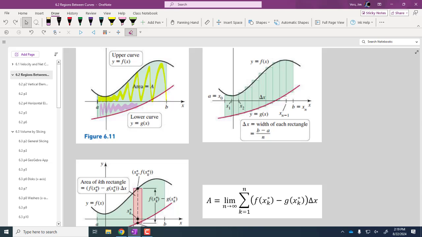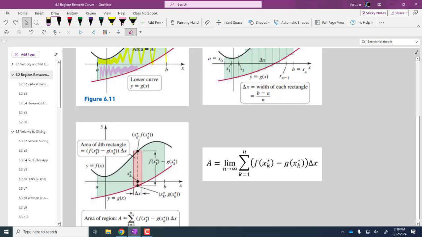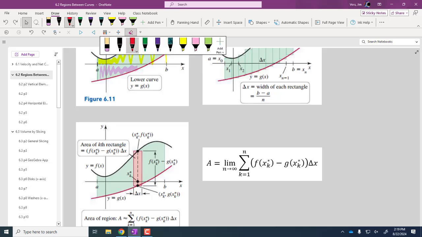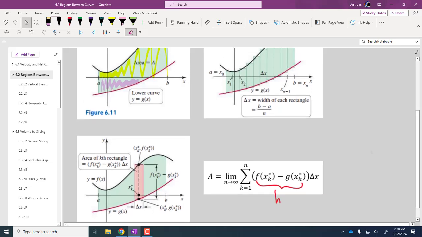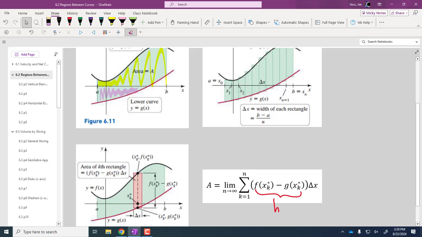Anytime you want to find a vertical distance, you take the higher y value and subtract off the lower y value, and that's going to give you that distance. So that's going to be the height of the rectangle. The height of the rectangle is going to be the upper y value minus the lower y value. So right here, this is the height of the rectangle. And then the delta x is just the width of that interval, which is the width of the rectangle.